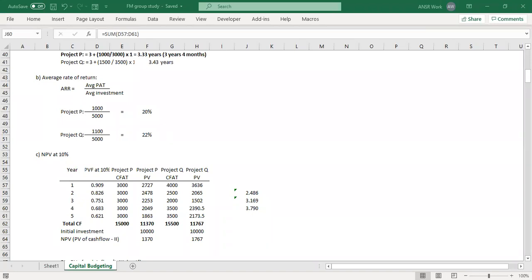3.79. Okay, you got it. Can you look at this number? Can you look for what is the annuity rate for 10% 4 years?